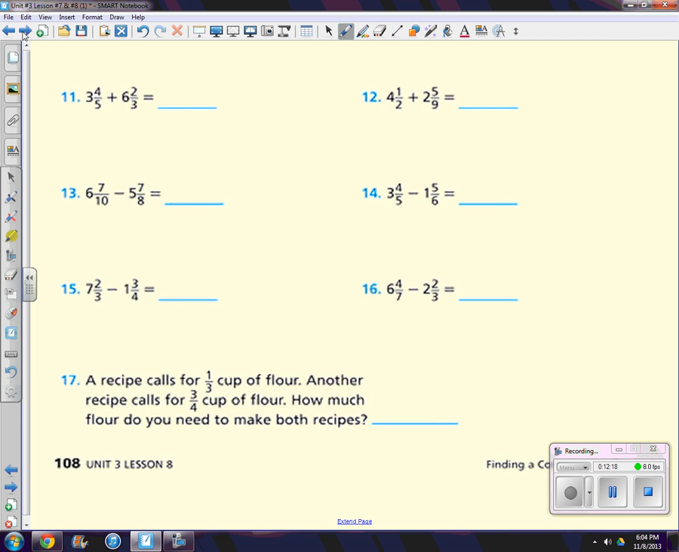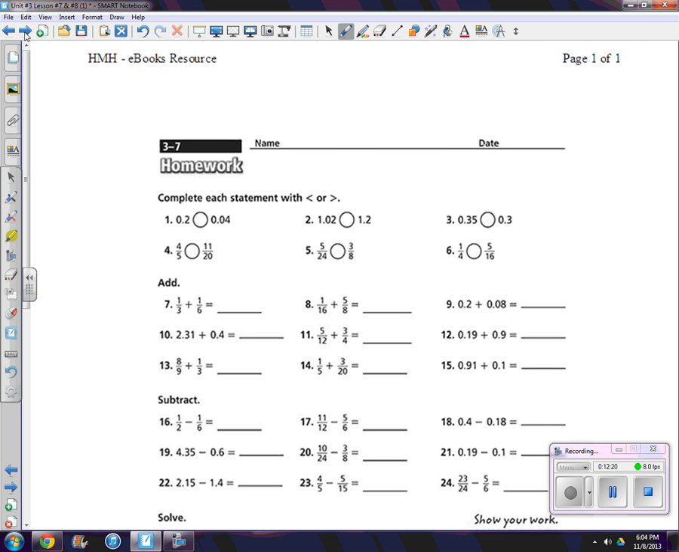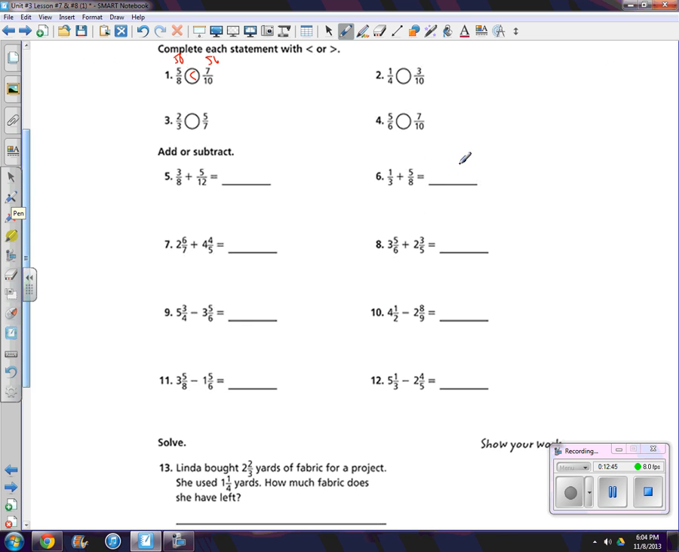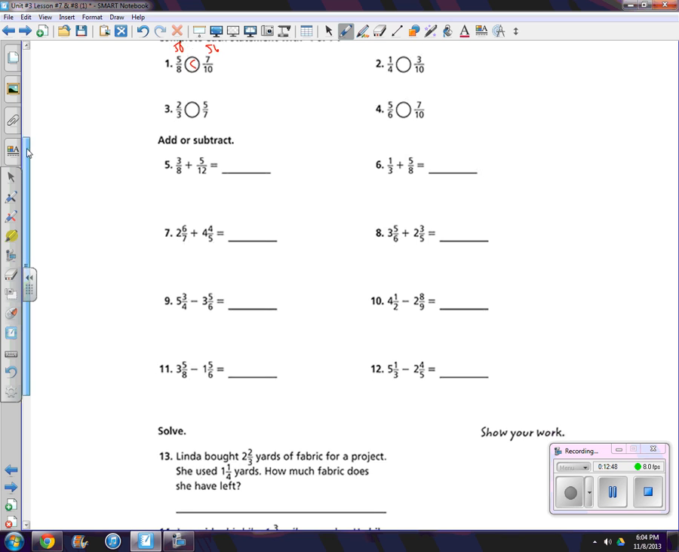As far as homework for class time, complete each statement with greater than or less than. Again, I would look at this 7 out of 10, 5 out of 8. Both of them are more than half. Cross multiply. 10 times 5 is 50. 8 times 7 is 56. So 7/10 is greater than 5/8. Adding and subtracting, we should be good there.